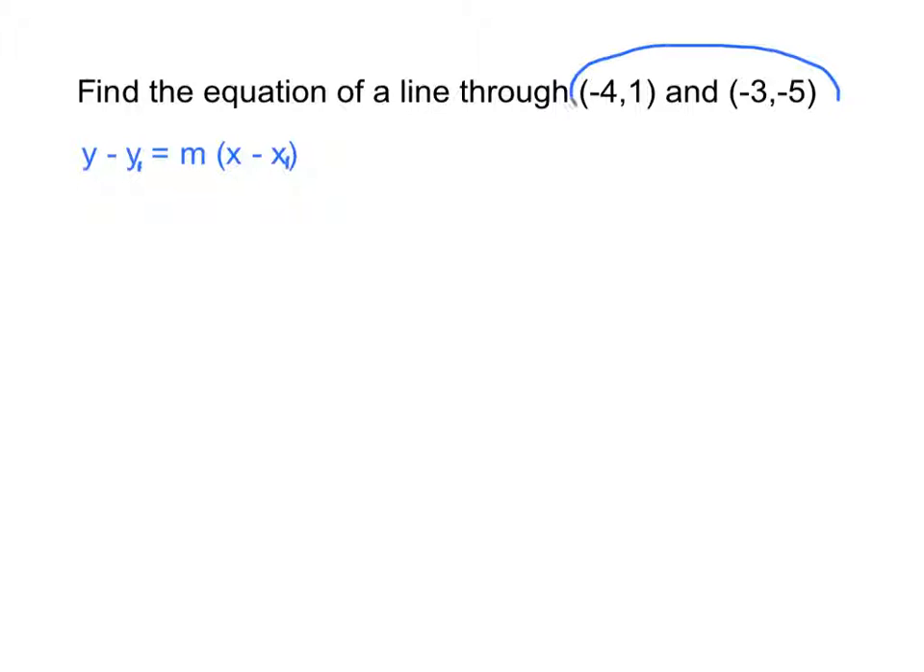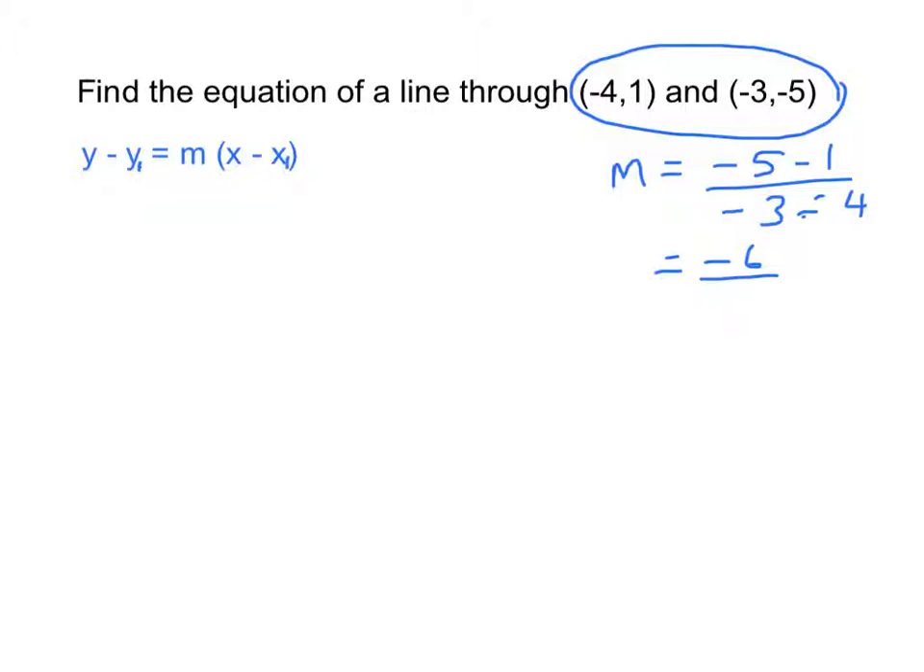With these points here, you're going to find your gradient. Negative 5 minus 1 over negative 3 minus negative 4. So that equals negative 6 over 1, negative 6. Then I put in this formula, let's say this is x1, y1.